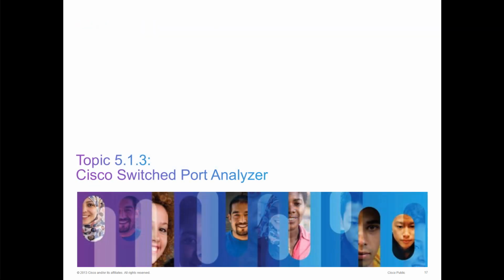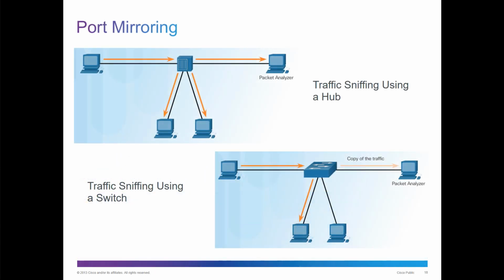Moving on is the Cisco switched port analyzer. We have the ability to do traffic sniffing using a hub or traffic sniffing using a switch. Again, here we're looking at a mirrored port that will send the traffic to a packet analyzer to be analyzed.